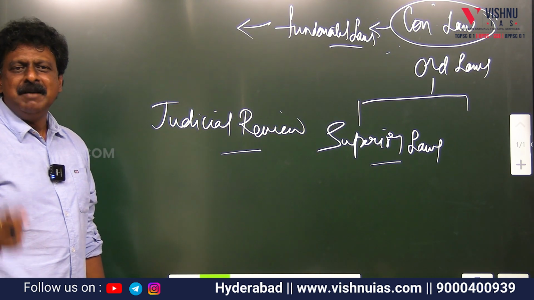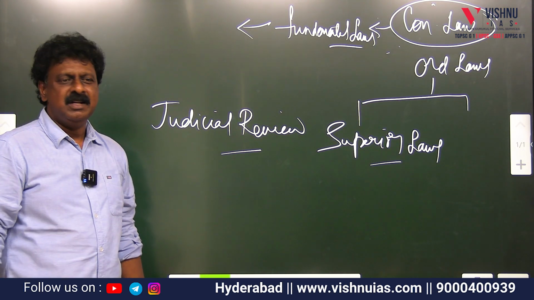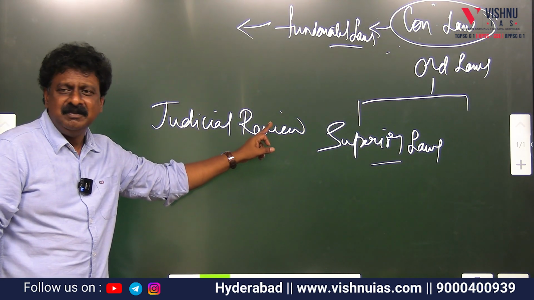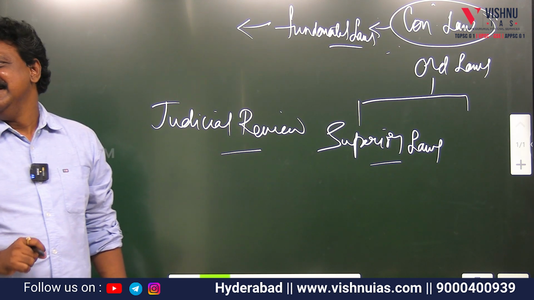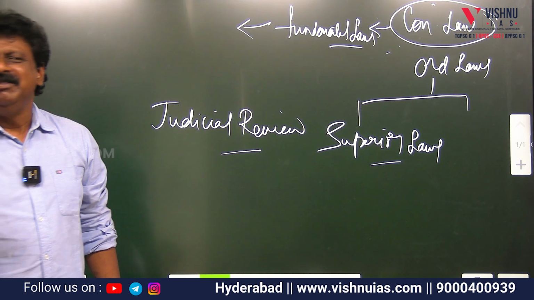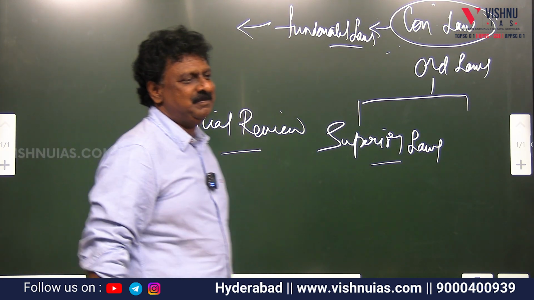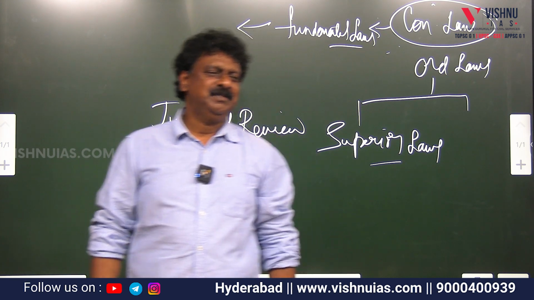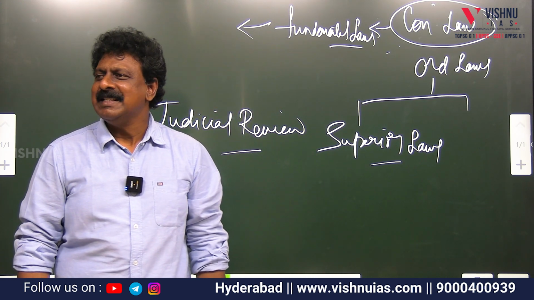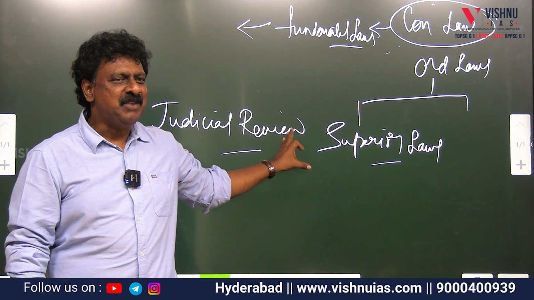Judicial review is the power exercised by the courts to review the laws for their constitutionality and to strike them down if they are violative of the constitution and to declare them as null and void. Followed me? This power exercised by courts is called judicial review. We will come to this.